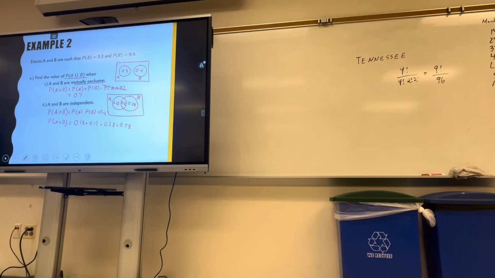Okay, then they asked one more question, and this is going to lead to something we're going to talk about more tomorrow. So this is a third scenario. It doesn't follow from either of these. Here it says probability of A or B is 0.6.